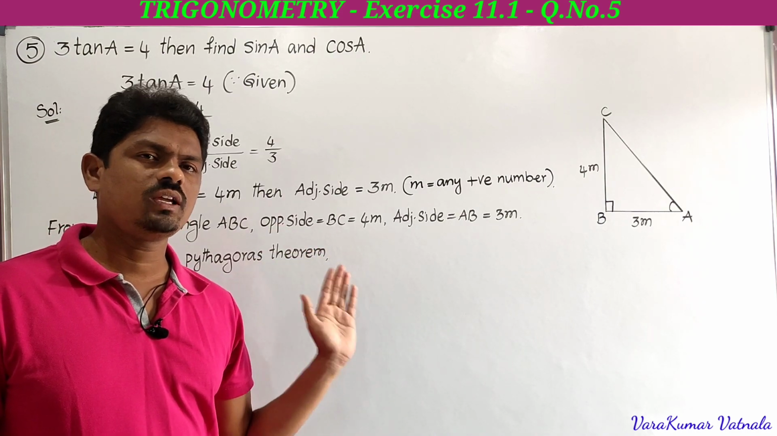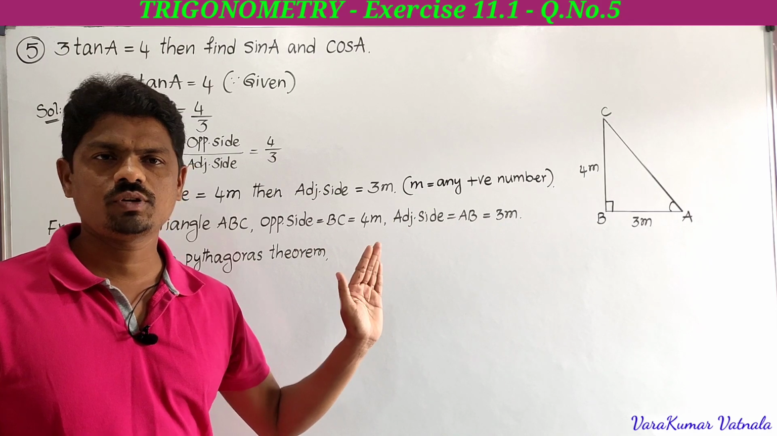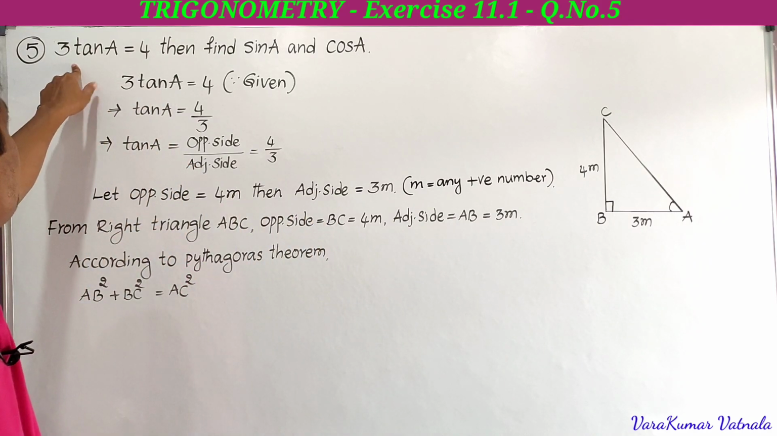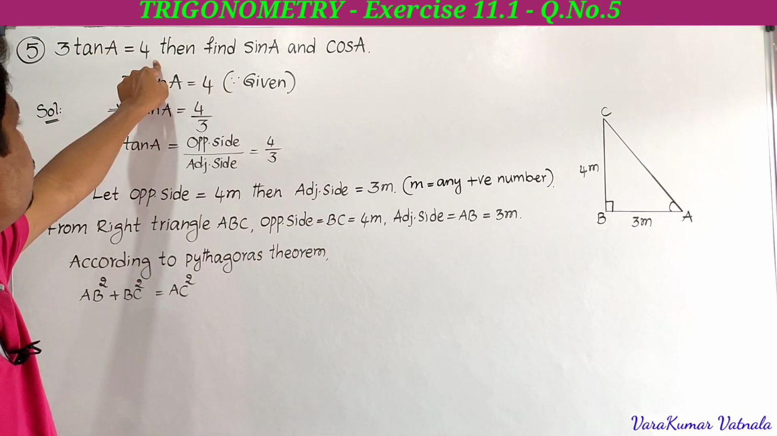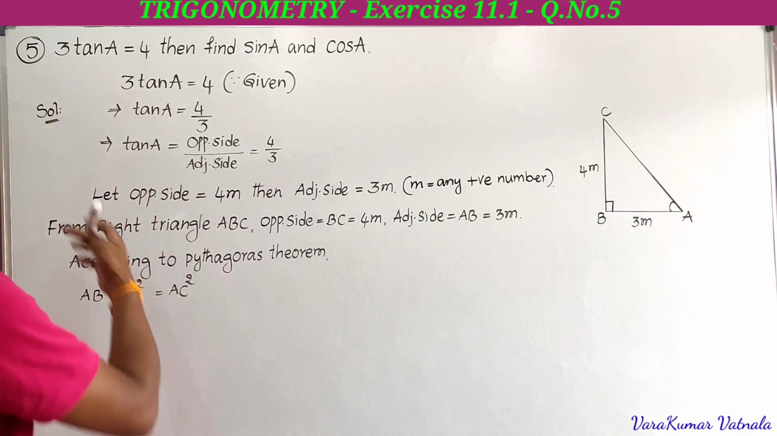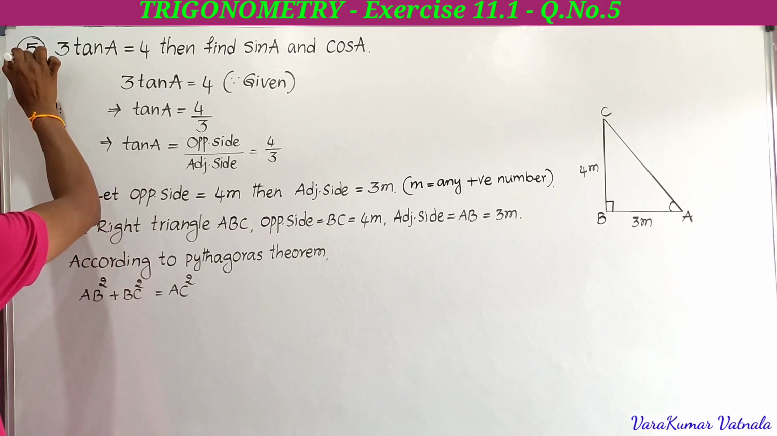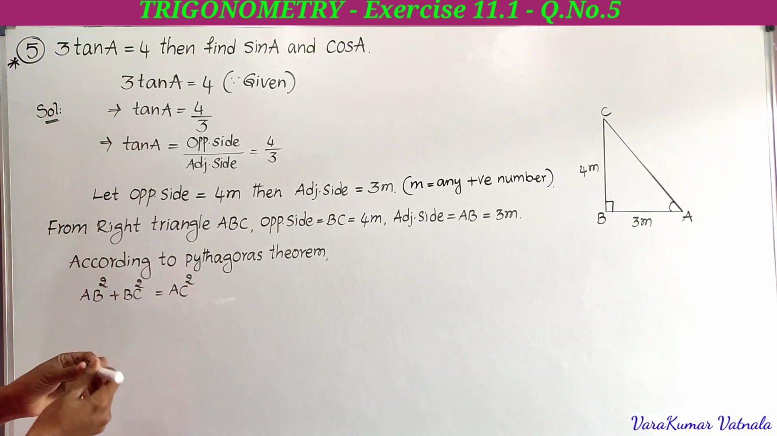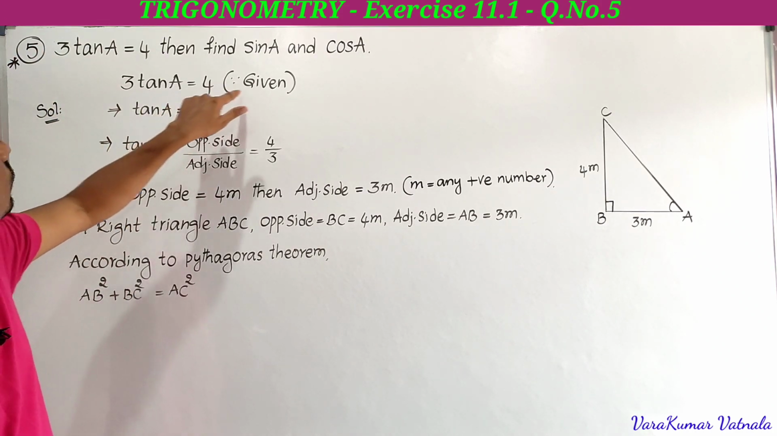So just very easy, you just have to follow the steps. See here what he has given: 3 tan A is equal to 4, then find sin A and cos A. Many times it has been asked for 2 marks. Important.